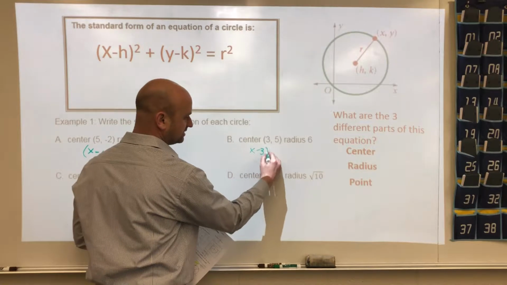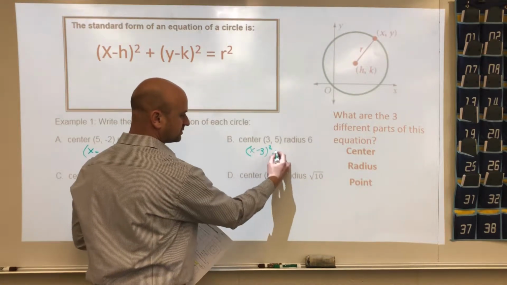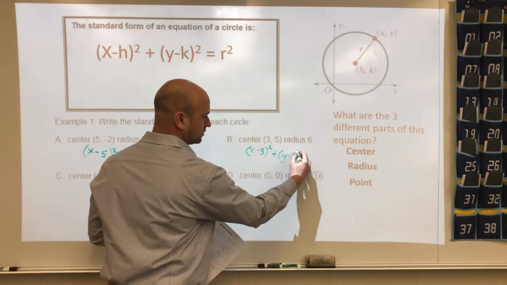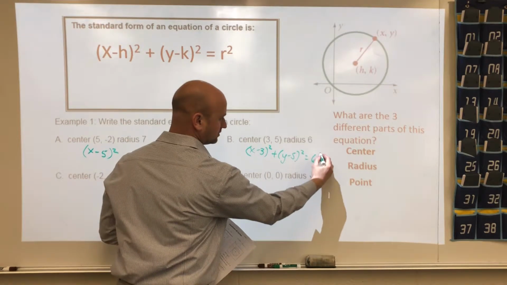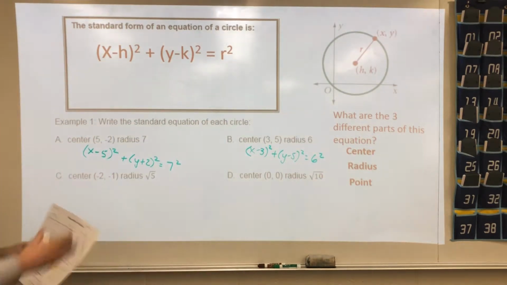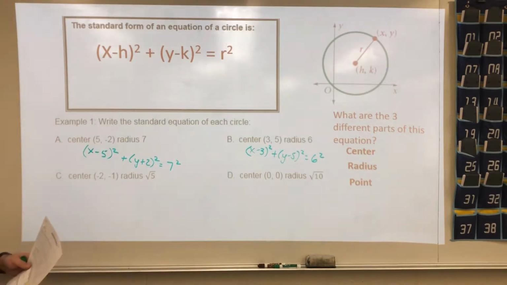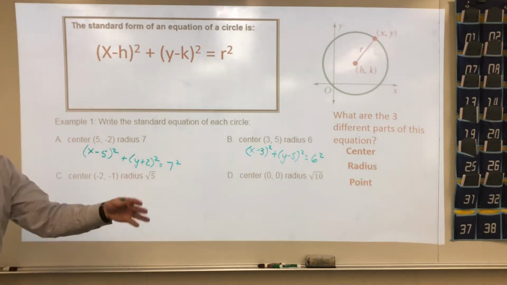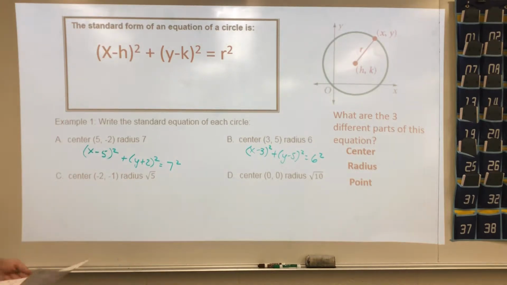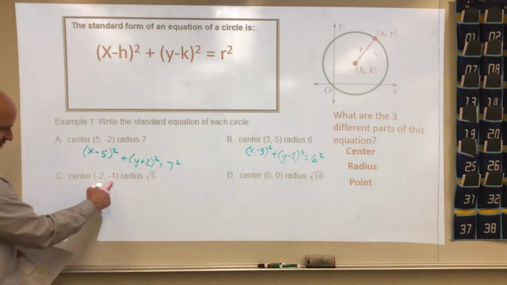We're going to go opposite it. So it'd be x minus 3 squared plus y minus 5 squared equals 6 squared. So just taking the opposite of the center and then squaring the radius. That's the general idea. Now we get into a couple with the square roots, which is what we talked about earlier in the lesson. So here, what do we do with the center point?